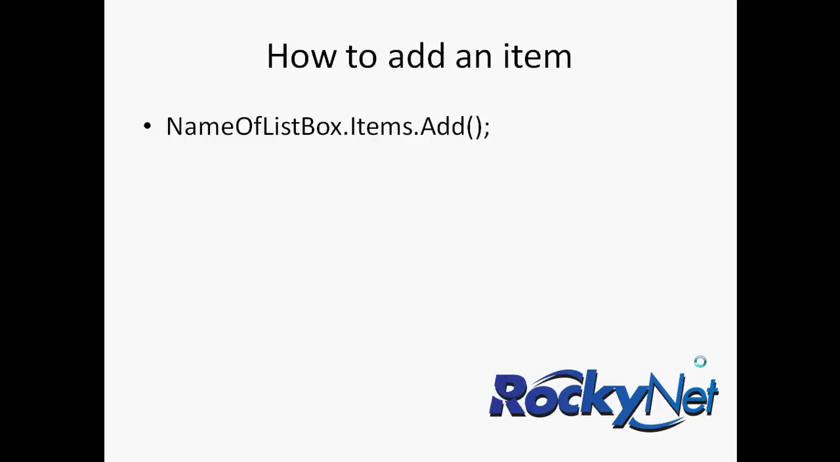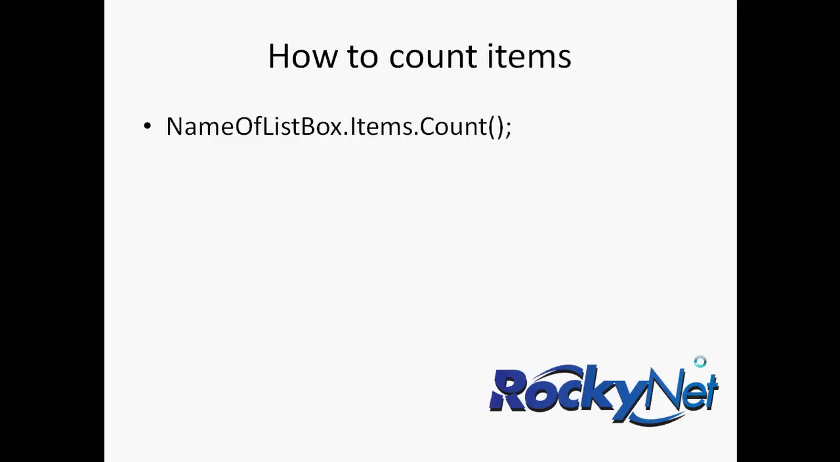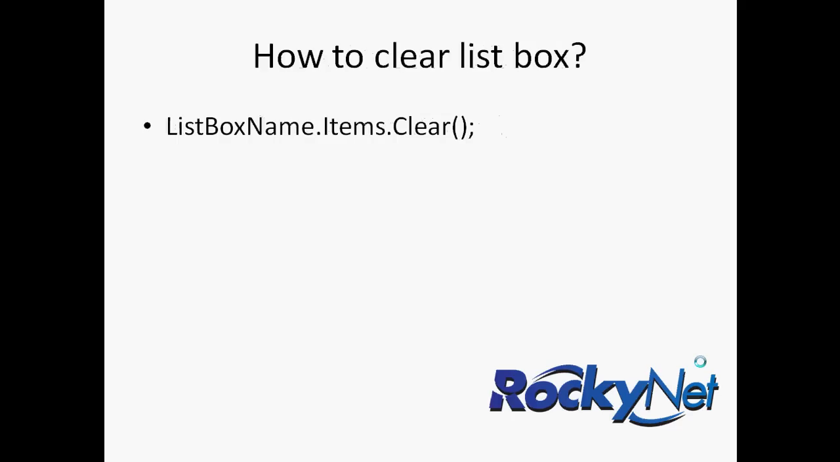How to add an item to a list box. So in the beginning, we have the variable, which is the name of the list box, dot items, dot add. The add is a method, so we have brackets to hold the method in. Then we're going to look at how to count an item in the list box. So again, we'll have the variable list box. List box is the variable, dot items, dot count. And then finally, we're going to look at the clear, which is list box, which is the variable, dot items, dot clear.